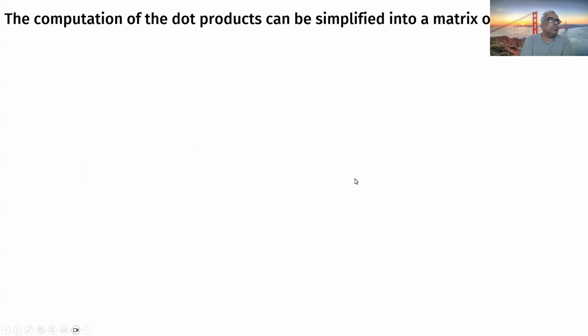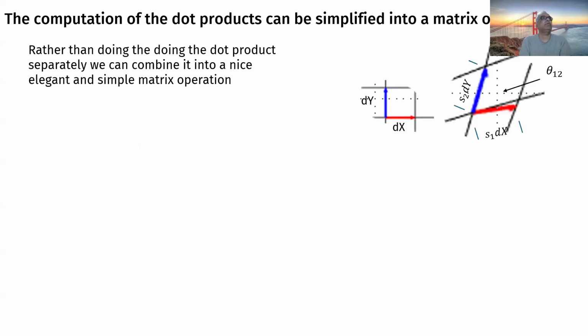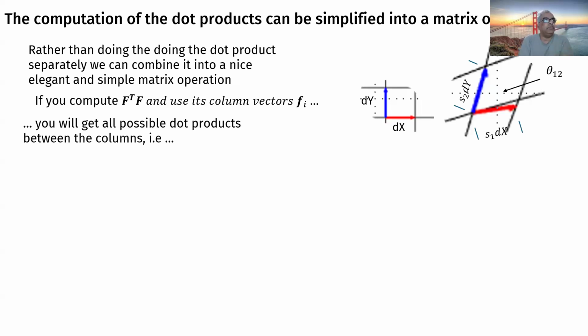The computation of the dot products can be simplified into a matrix operation. What do I mean by the dot products? If you remember last time, we were trying to find this S1 and S2 and all of this stuff. We need to be able to do that in a more effective way. If you compute F transpose F and use its column vectors Fi for F, you will get all possible dot products between the column vectors.